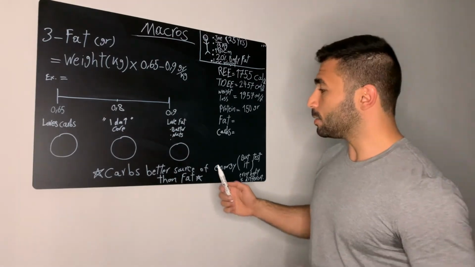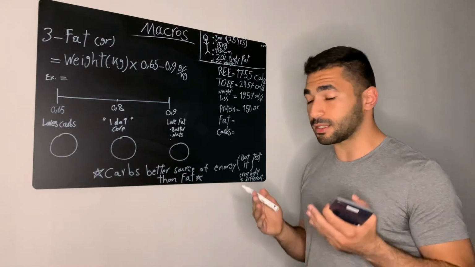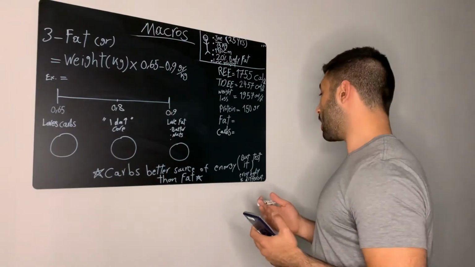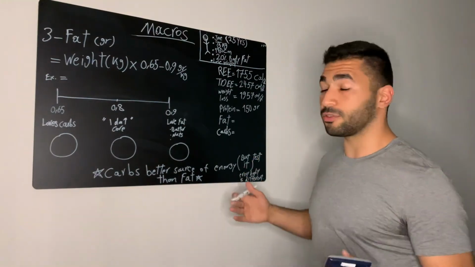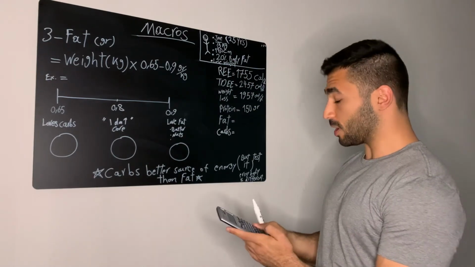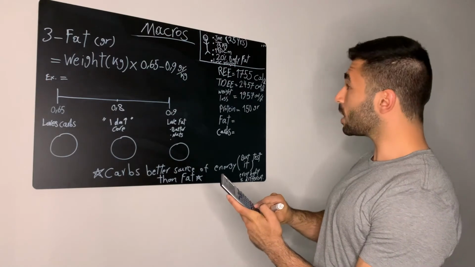Usually carbs are a better source of energy than fat. But depending on your body, some people say fat is actually better. Everybody's different, you have to figure it out for yourself. But let's go for Joe. Joe is being lonely here right now. So let's say Joe is 75 kilograms, right?